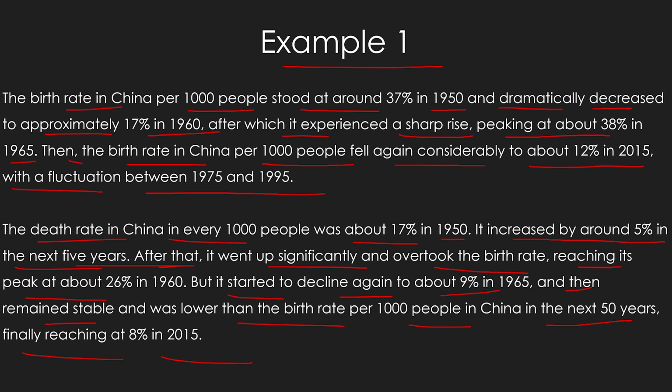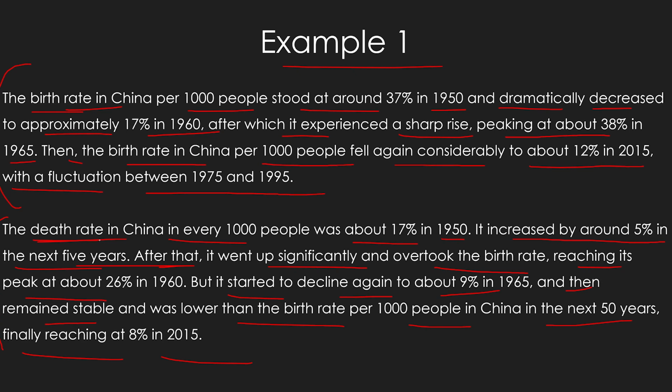Quick thing to notice, the first paragraph was about birth rate. The second paragraph was about death rate. So that's good paragraphing, good information flow, good comparison, easy to understand. This makes sense, right?